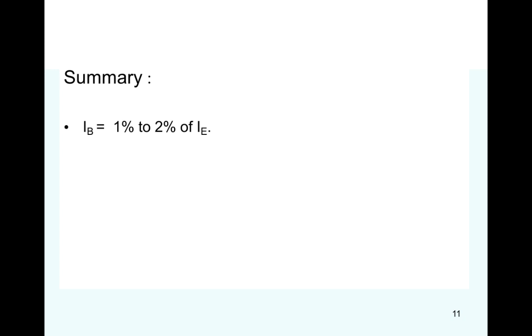So what did we study in today's class? By observing the NPN transistor active operation, we know the currents flowing in the NPN transistor. So what is the value of IB here? IB is 1% to 2% of IE, and IE is the sum of the base current and collector current, and the collector current is equal to the sum of the fraction of the emitter current plus the reverse saturation current.